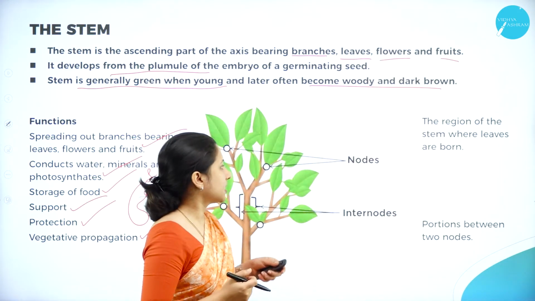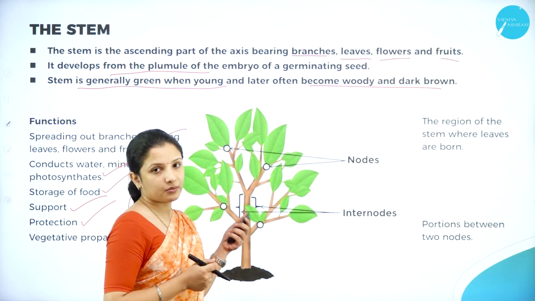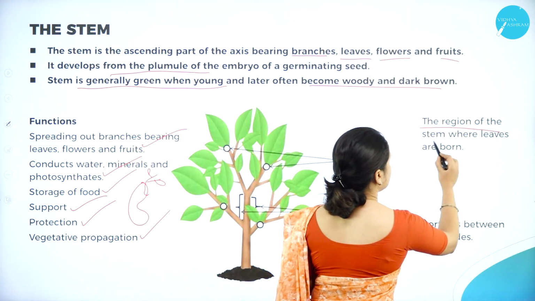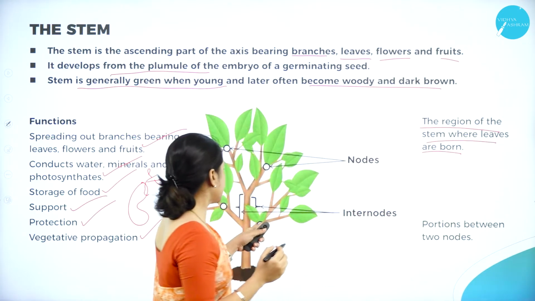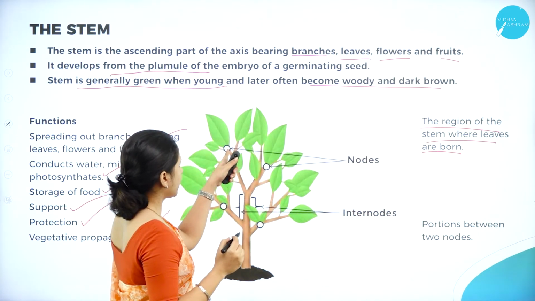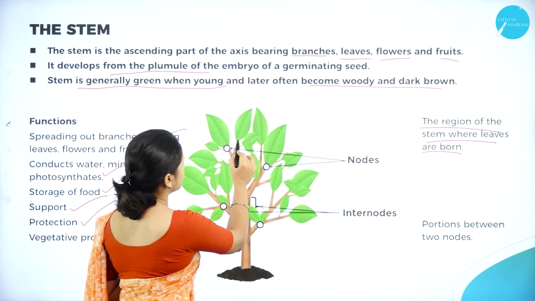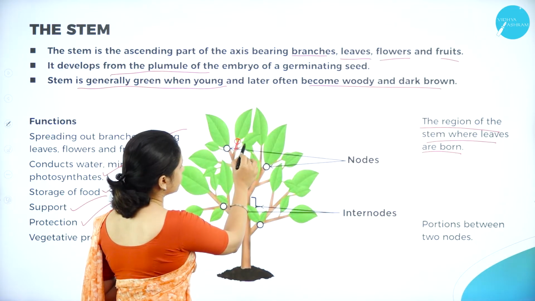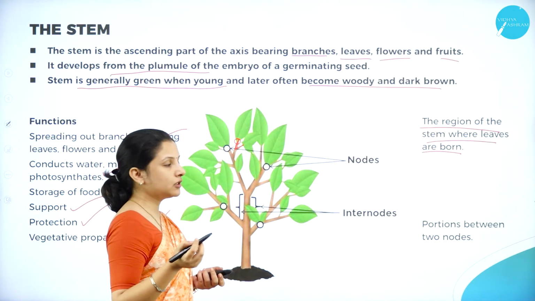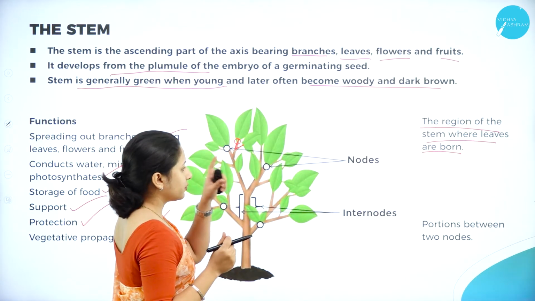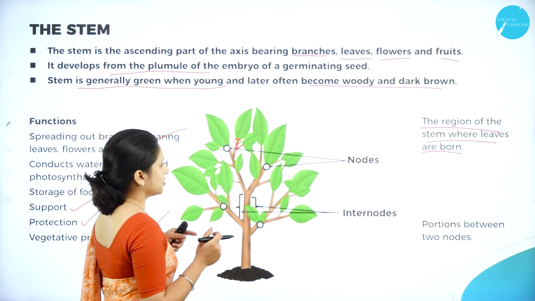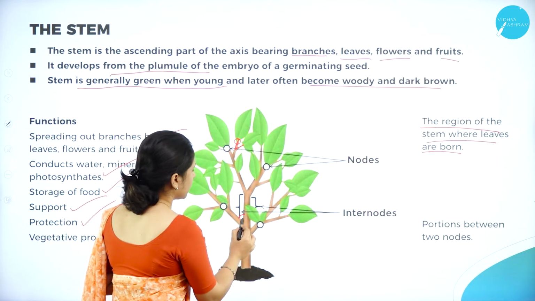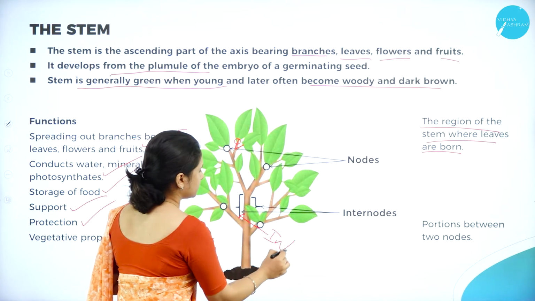When we look at the stem, we can see nodes and internodes being present. So what are these nodes and internodes? The region of the stem where leaves are born is called a node. Can you see here? The region from where the leaf arises, all these are nothing but nodes. And the region between the nodes is called the internode. So this region is the internode.